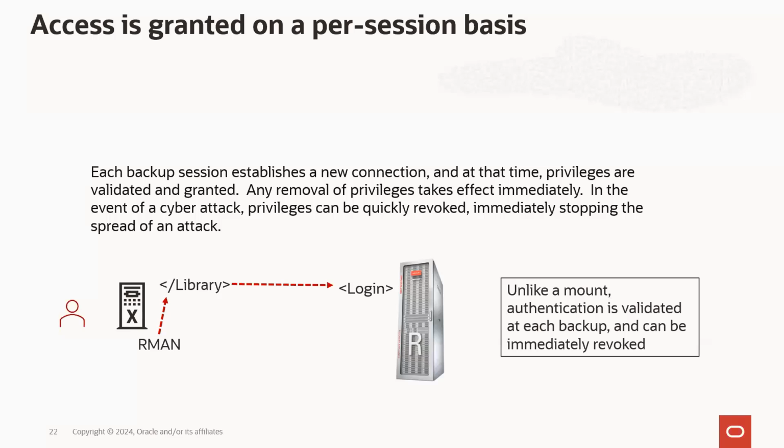And when you make the connection to send the backup, the access is validated at that point. When the channels are open, that access is validated. So if there is any sort of attack and you remove privileges from your databases, it takes effect immediately because any of the new backups are going to be stopped because it doesn't have the right access. So it's really important to have that separation where it's not a mount. You have the access checked every time you connect on that per session basis, and it gives you the ability to immediately revoke that access if you need to.